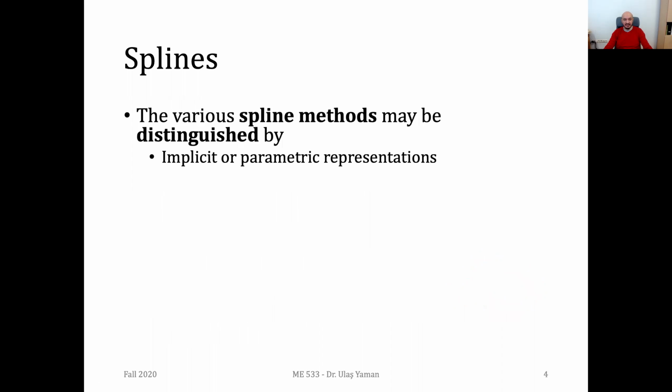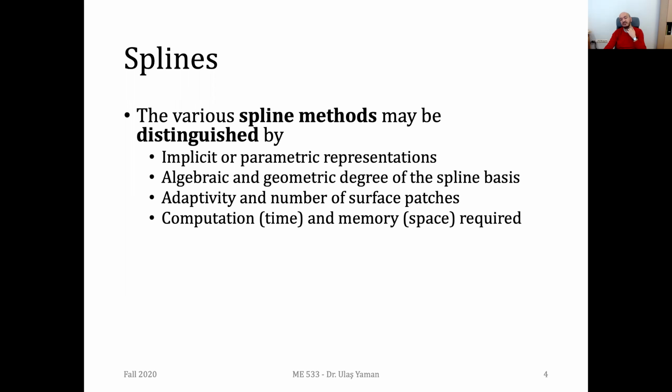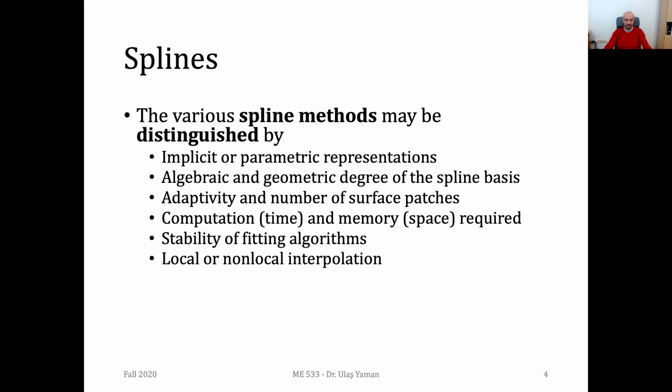The splines are differentiated according to their type of representation, whether they are implicit or parametric, whether they are algebraic or geometric, according to their spline bases, according to their patches if they are a kind of surface, according to their computation times and memory requirements, and according to the stability of their fitting algorithms. Some may have interpolation, some may not. So they have many properties. You will see that some of the splines satisfy one of these and the other ones may not support it.